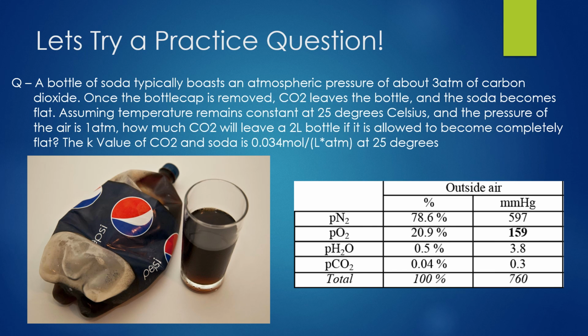Now that we have covered the theory behind the Henry's Law equation, let's try putting it into practice. A bottle of soda typically boasts an atmospheric pressure of about 3 atmospheres of carbon dioxide. Once the bottle cap is removed, CO2 leaves the bottle, and the soda becomes flat. Assuming temperature remains constant at 25 degrees Celsius, and the pressure of the air is 1 atmosphere, how much CO2 would leave a 2-liter bottle if it is allowed to become completely flat?